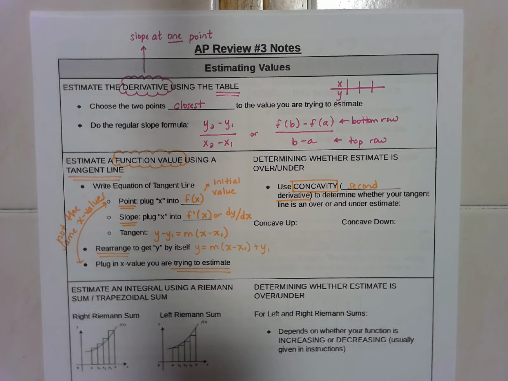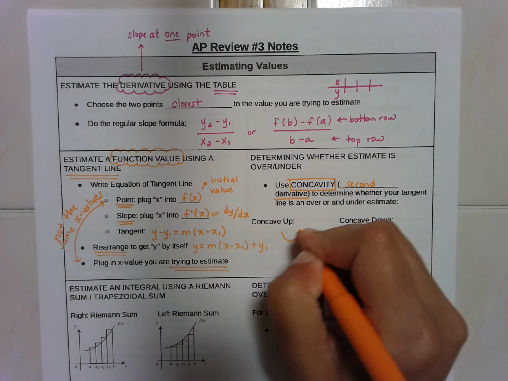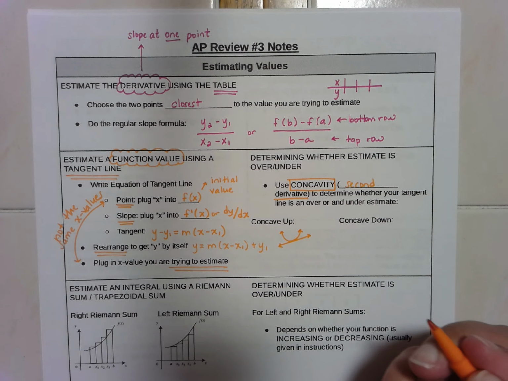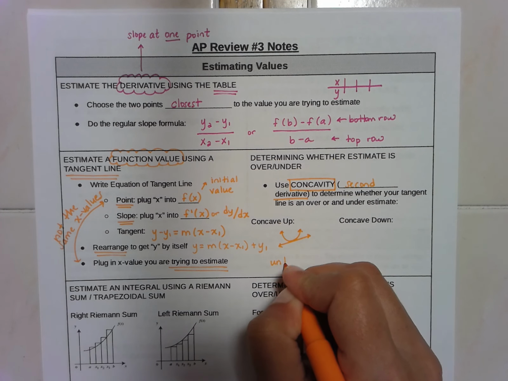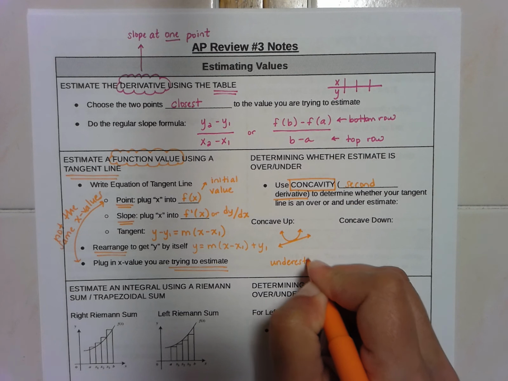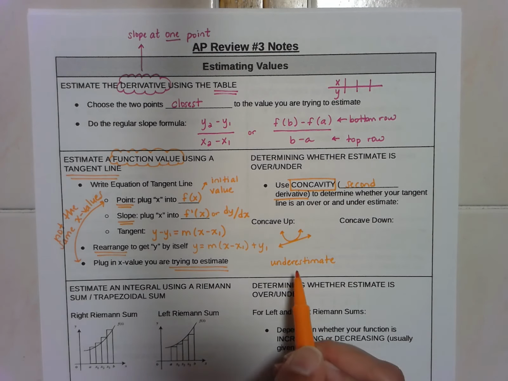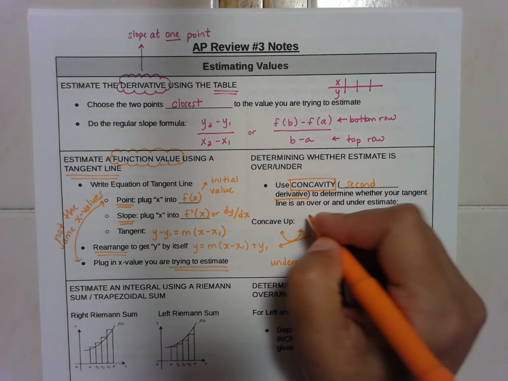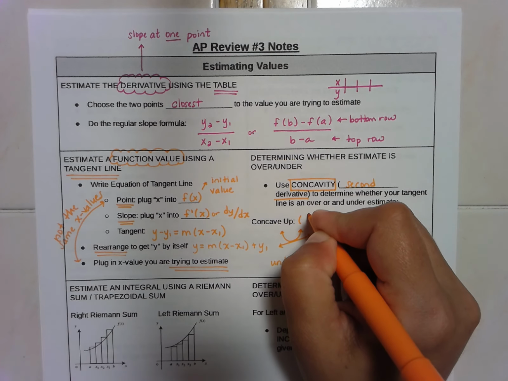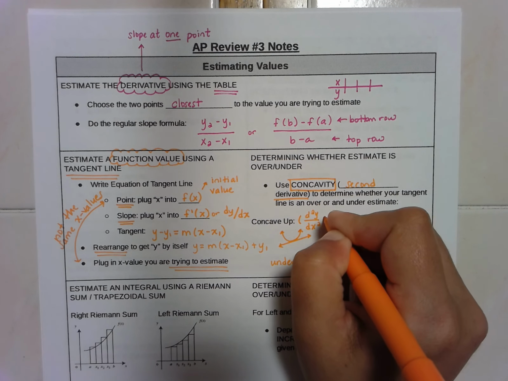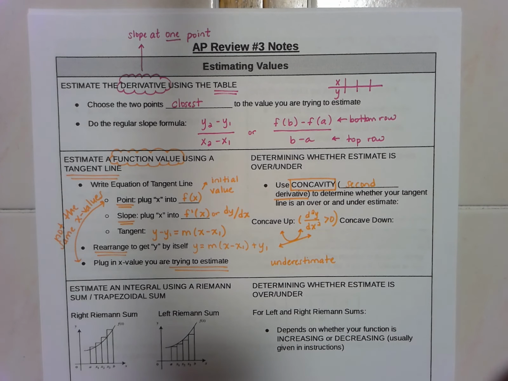the concavity. If you have a function that's concave up, then all of your tangent lines are going to be below, which means that you're going to have an underestimate. So whatever value you estimated for y here is going to be below the actual value that you would be able to calculate if you had a calculator or if you could plug it into the original function. Now, as a reminder, concave up means that the second derivative is greater than 0, is positive.